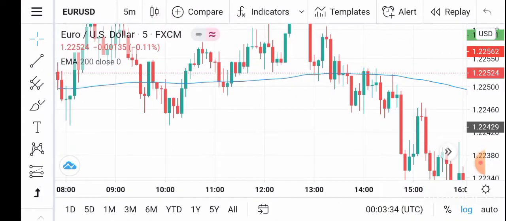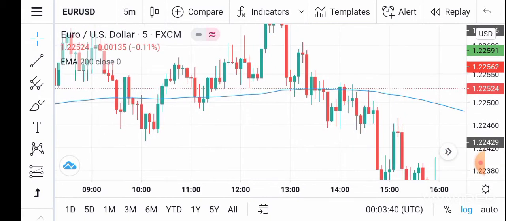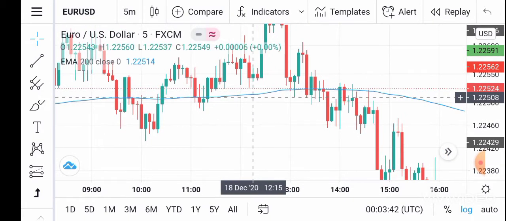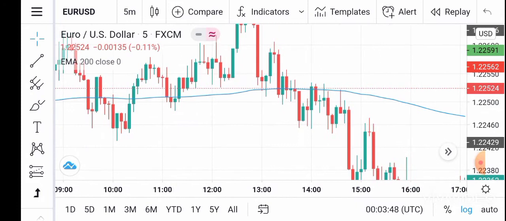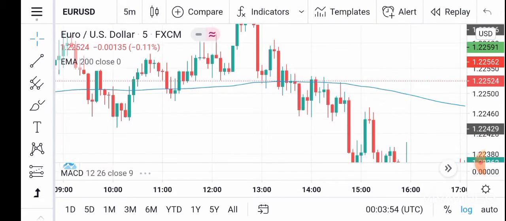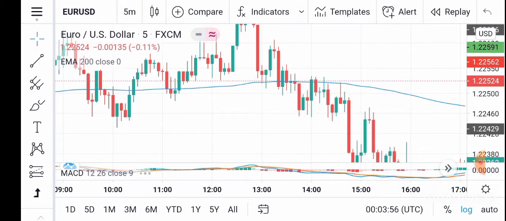So guys, first and foremost, you want to put in the 200 EMA on your chart, which is this blue line you can see on my chart at this point. As you can see, this blue line right here is the 200 EMA line. EMA means exponential moving average line. So that will be one of the indicators we'll be using, and the next one will be the MACD, which stands for moving average convergence divergence.